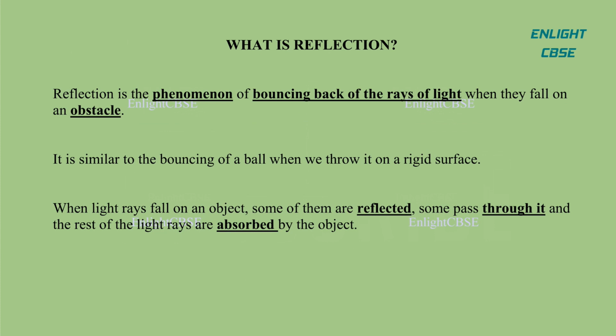What is reflection? Reflection is the phenomenon of bouncing back of the rays of light when they fall on an obstacle. It is similar to the bouncing of a ball when we throw it on a rigid surface. When light rays fall on an object, some of them are reflected, some pass through it and the rest of the light rays are absorbed by the object.